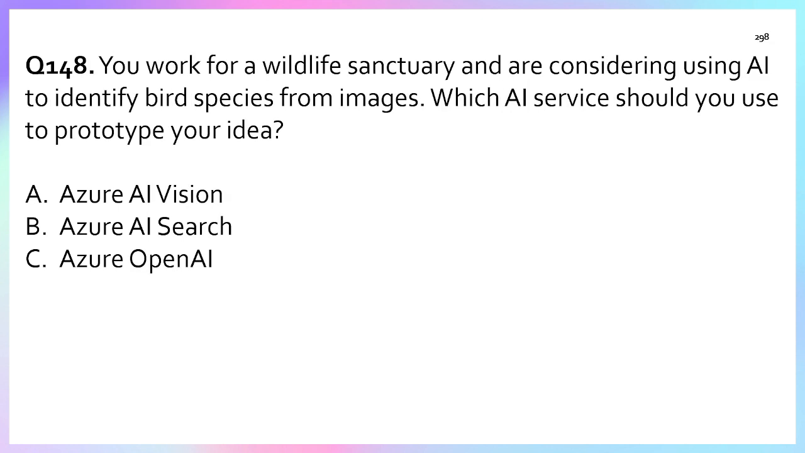Question number 148. You work for a wildlife sanctuary and are considering using AI to identify bird species from images. Which AI service should you use to prototype your idea? If we have any image, there is only one AI service we use, that is Vision. Here in option A, Azure AI Vision service, Azure Speech service, Azure OpenAI. So the correct answer will be option A, Azure AI Vision.